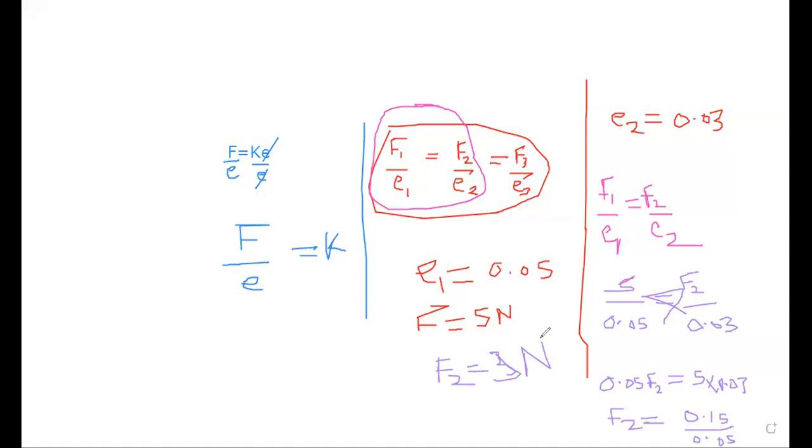And part two of that question, Ebo is asking, what about the 0.15? Remember, we cross multiplied at this point here. We cross multiplied 5 times 0.03 and 0.05 times F. And on cross multiplying, the 5 times 0.03 gave us 0.15.